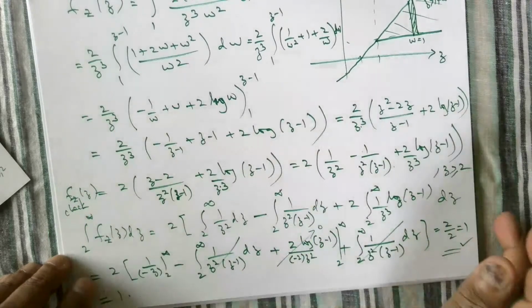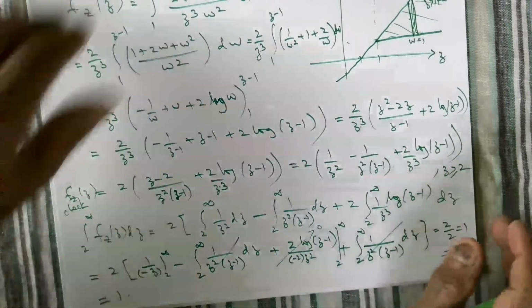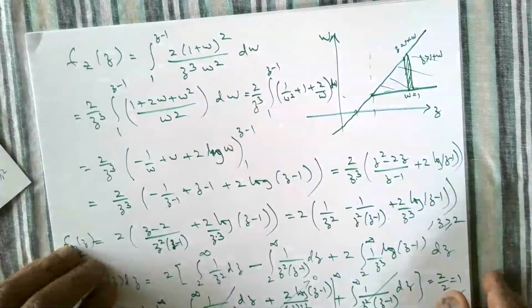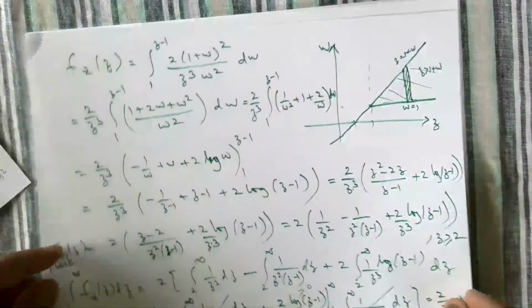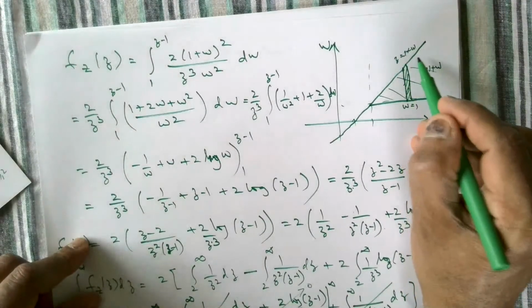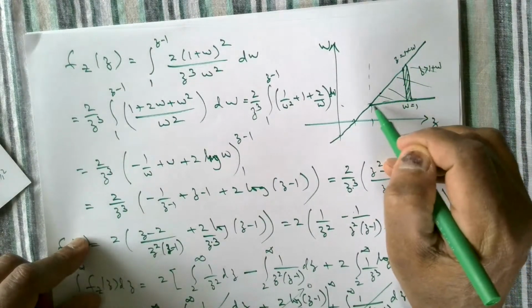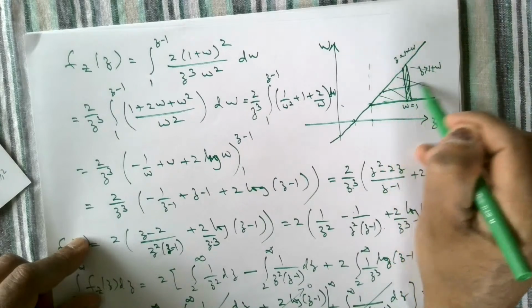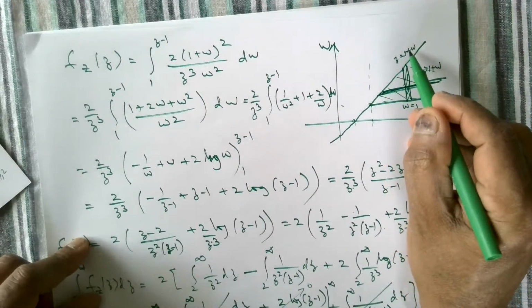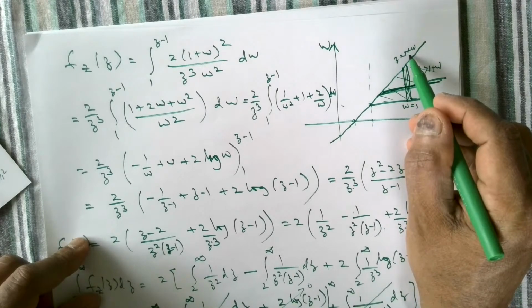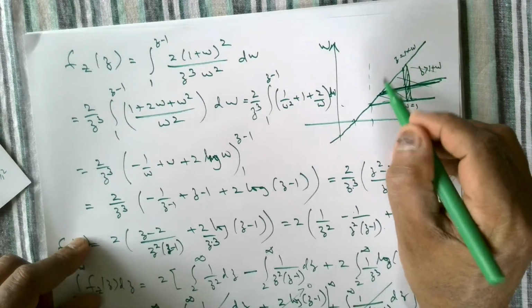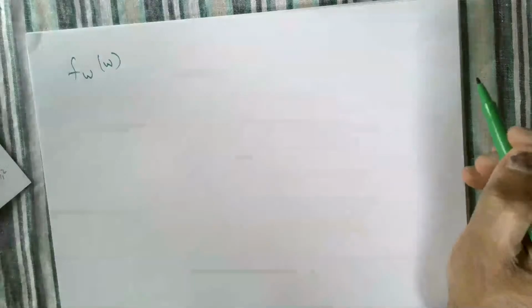FZ equal to this. So finally, now we come to the FW. So FW is going to be, instead of drawing the diagram, I'm going to just draw it here. So we are going to take a strip like this. But this is the line z equal to... W starts from z minus 1 and all the way to infinity.